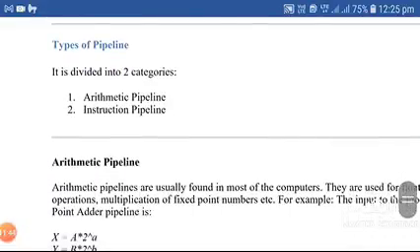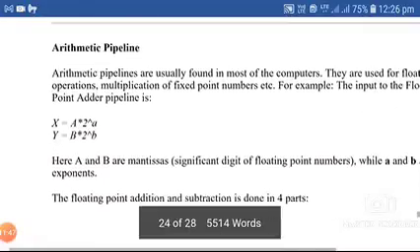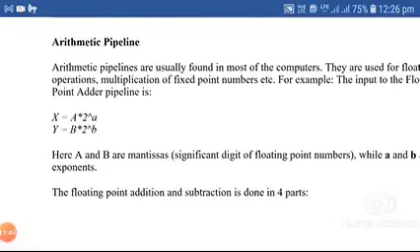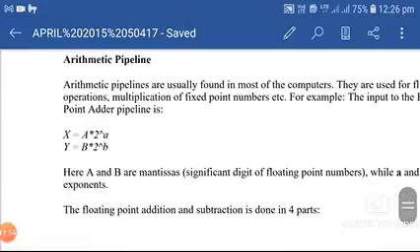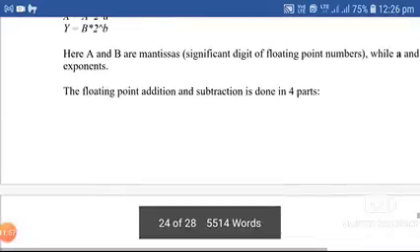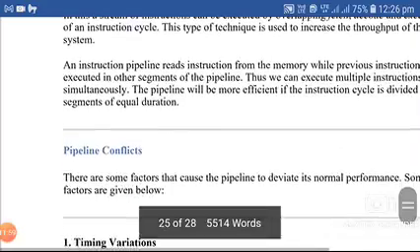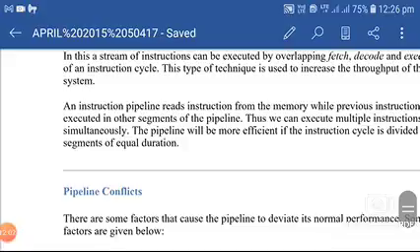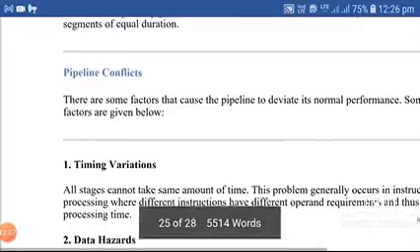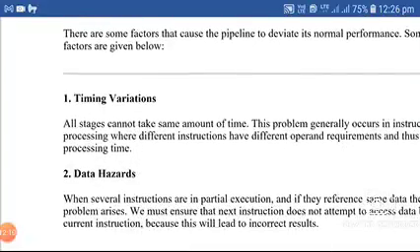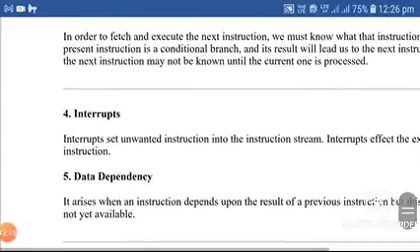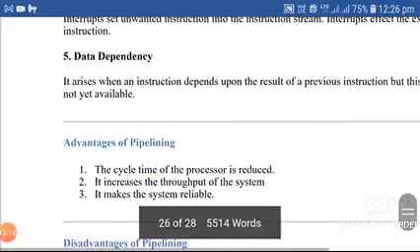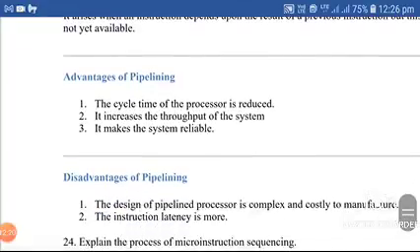Types of pipeline. It is divided into 2 categories: arithmetic pipeline and instruction pipeline. Arithmetic pipelines are usually found in most computers. They are used for floating point operations. The instruction pipeline is used for instructions apart from the arithmetic instructions, and it involves pipeline conflicts, timing variations, data hazards, and branching. These are all the problems we have. Also interrupts and data dependency.